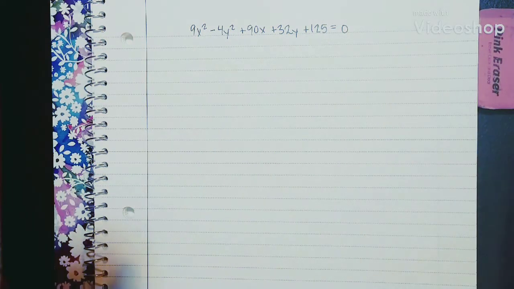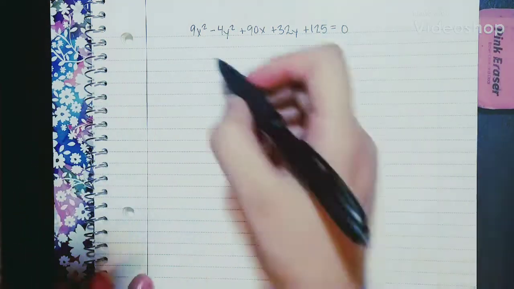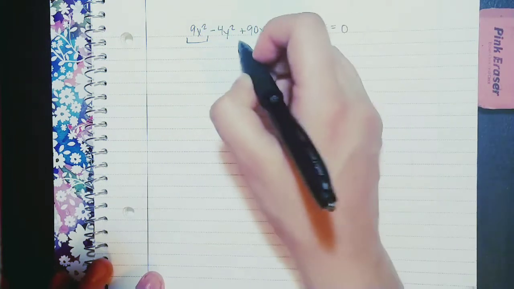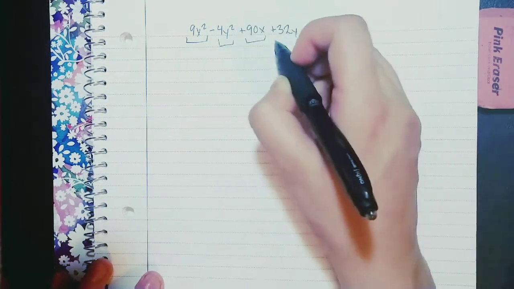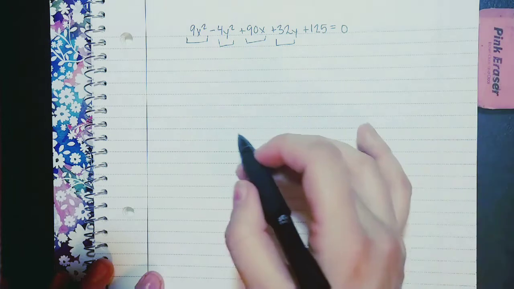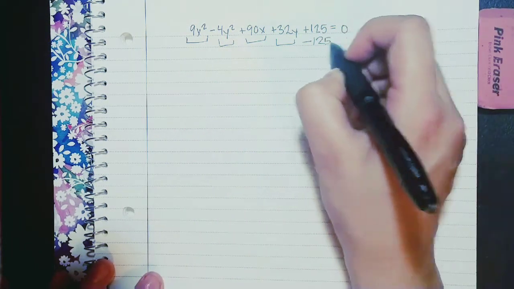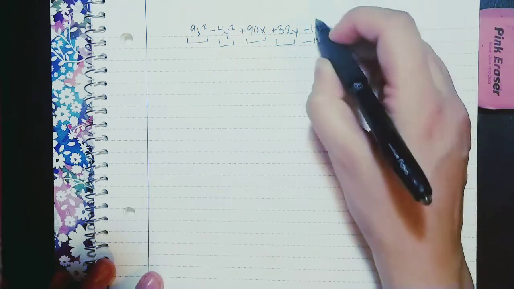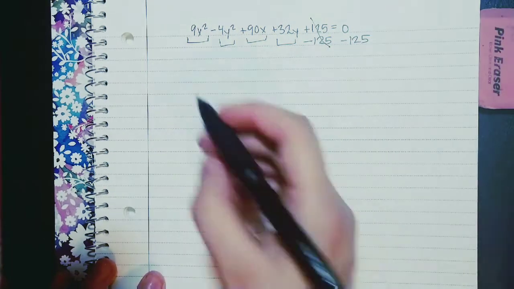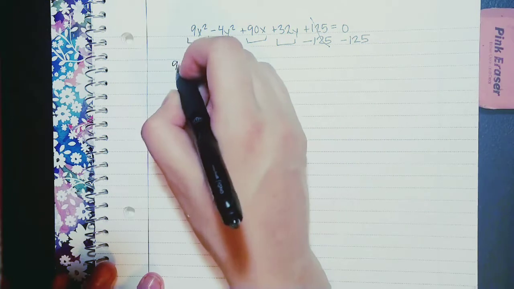So here's our sample problem, and the first thing we're going to do is called grouping. So we're going to find all the x squares and x's, all the y squares and y's, and if you have any constant numbers without a variable, you're just going to move it over to the other side of the equal sign. Just like that.